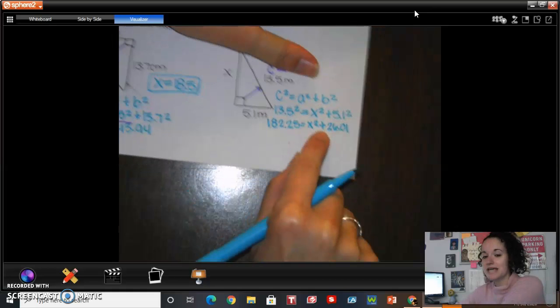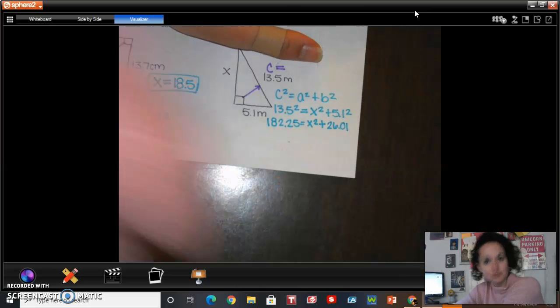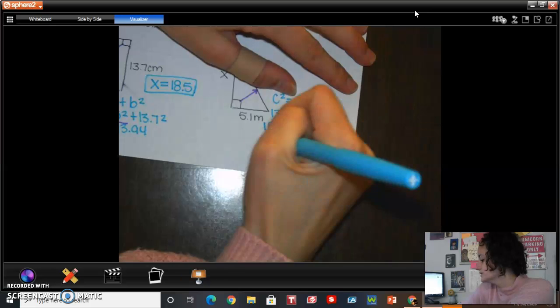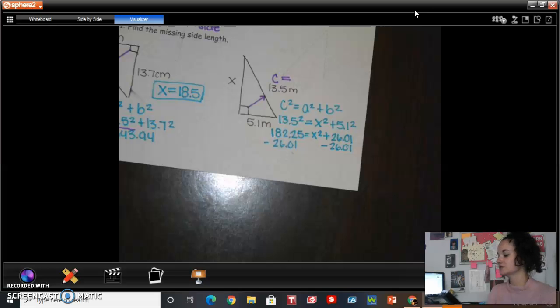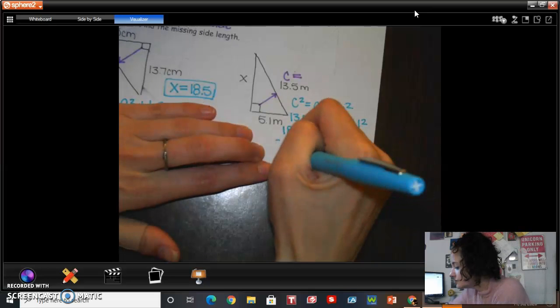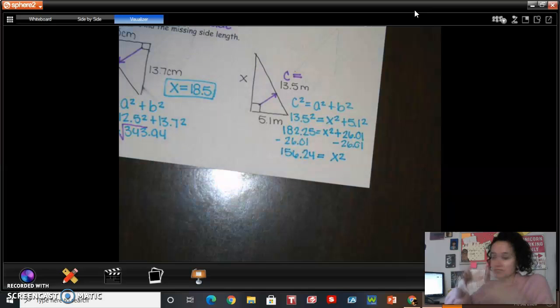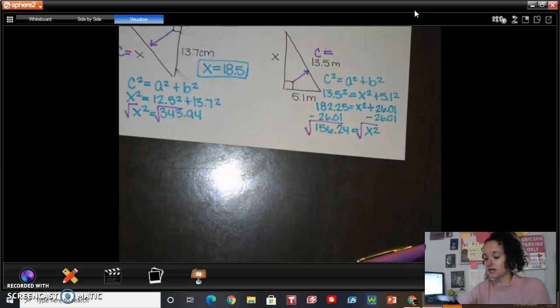And if you notice, it's being added by 26.01. This is always going to happen. It's always going to be addition. So we're always going to subtract to get it by itself on these problems. So I'm going to subtract. Use your calculator. Use the tools that you have, the technology at our fingertips, to make life easier. I get 156.24 equals x squared. Now that x squared is alone, there's nothing else happening to it. Now we can square root to get our final answer. Again, this is just a button on your calculator. And we get 12.5.